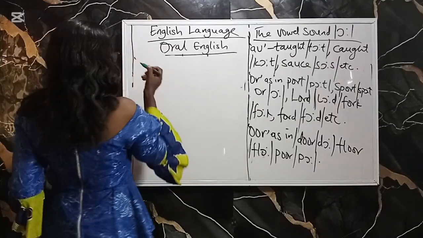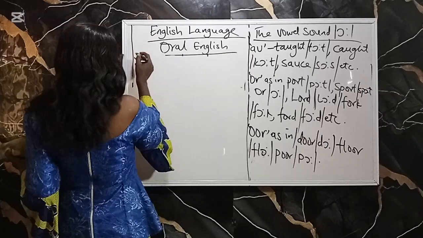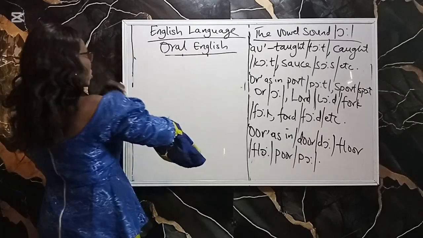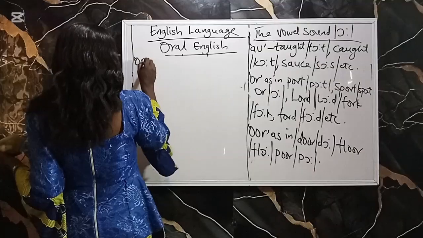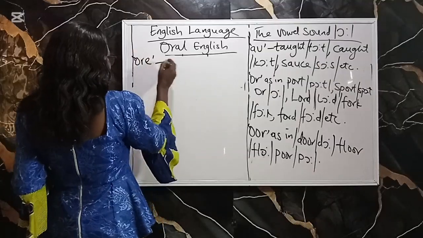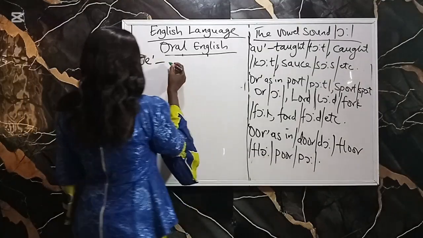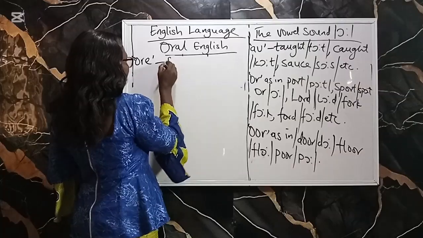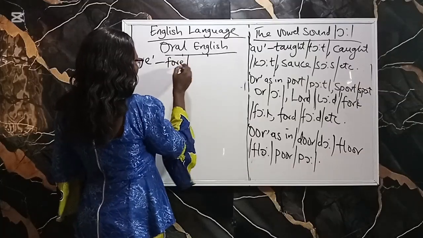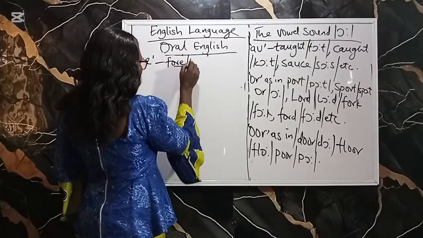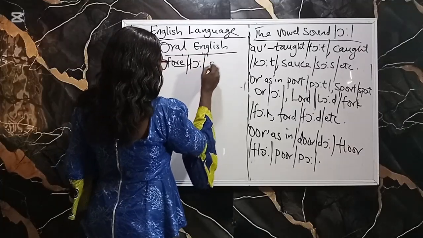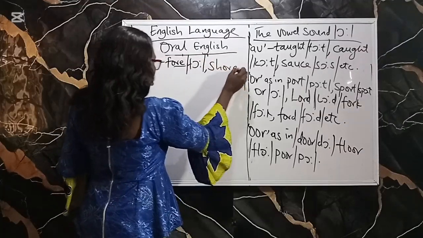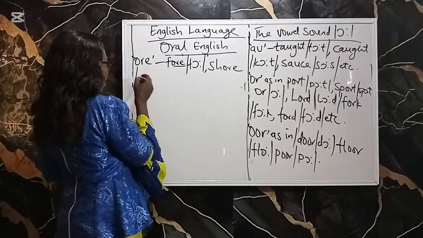Okay, so under this we still have letters like O-R-E. Under O-R-E we have something like for. Where you see O-R-E, you put it. For. You have sure.